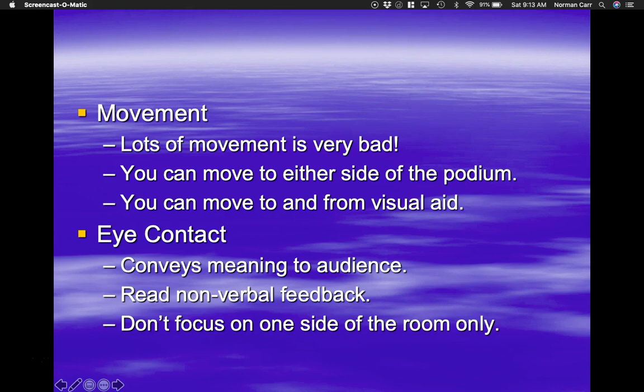Eye contact, definitely. I do like eye contact. It conveys meaning to the audience. It's a good way for you to be able to read your audience's nonverbals. Just make sure if you do eye contact, you don't focus all your attention on one side of the room. Make sure you're giving equal love to everyone on both sides, and don't get focused on one side too much.